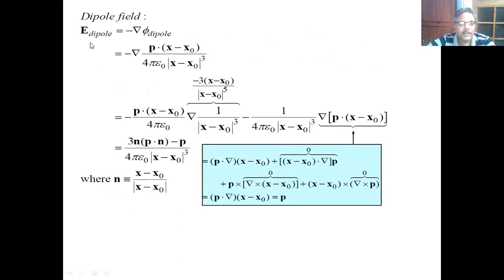We can calculate the electric field of the dipole using that potential we derived previously. When you substitute the value of phi in this expression, we get the value of the electric field. Rearranging and using the vector identities, we arrive at this final term for the field.